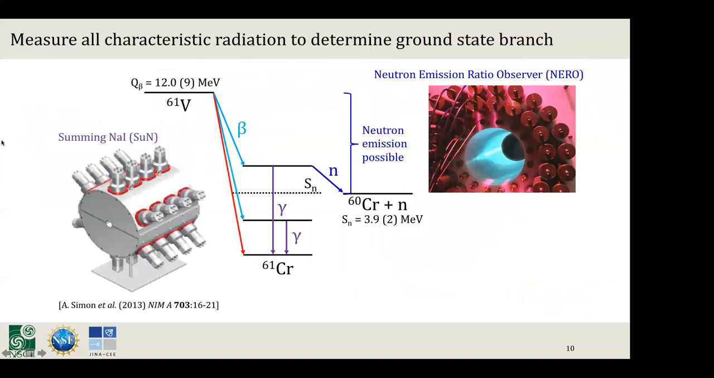To measure the ground state to ground state transition strength of vanadium-61 beta decay to chromium-61 is not straightforward.